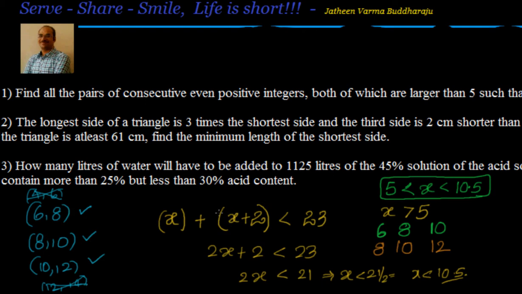So how have we done that? We have been given two conditions. One, both the numbers should be greater than 5, and the sum of them should be less than 23. The point we have to remember is consecutive even positive integers. Consecutive even integers are separated by 2. So if one is x, another will be x plus 2. Once you find the range interval in which x lies, look at the even positive integers, and automatically you can get your consecutive integers.